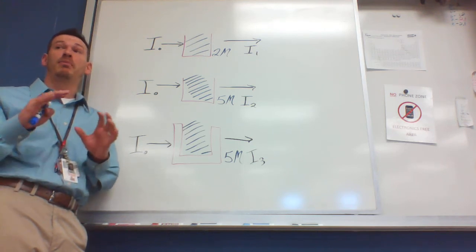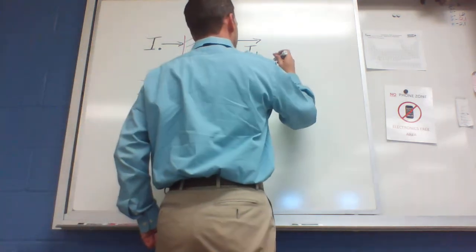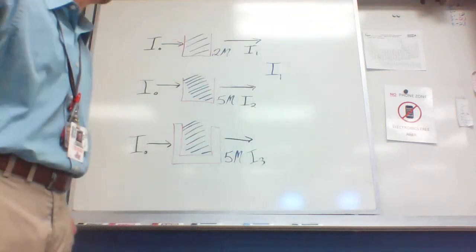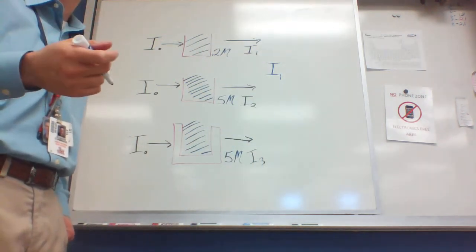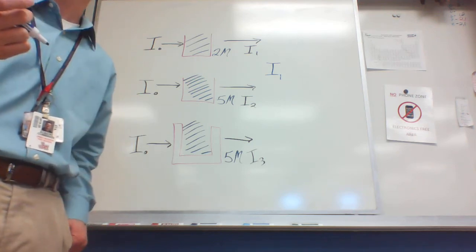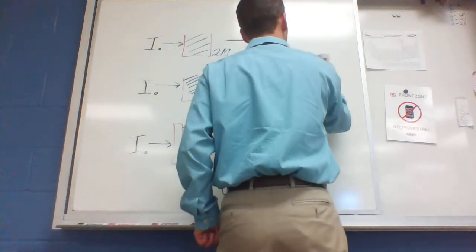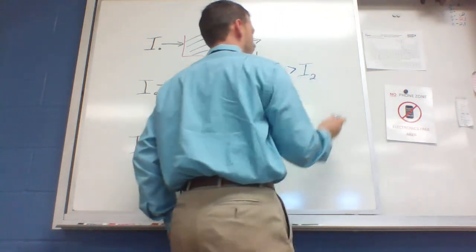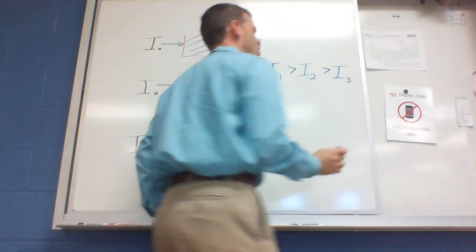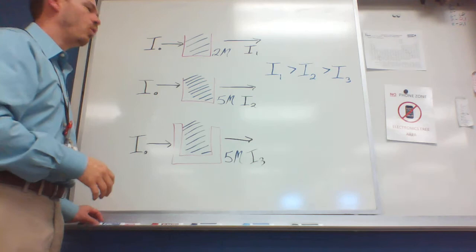Jacob, which one would be the brightest? Is it 1? Please tell me it's 1. All right, his guess is that I1 would be the brightest. Which one, Isaac, do you think would be the second brightest? I3. He thinks I3. Do you agree? No, I2. I think it would be I2. All right. And then the darkest intensity would be I3.